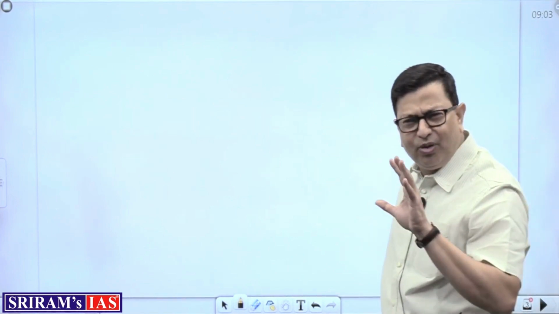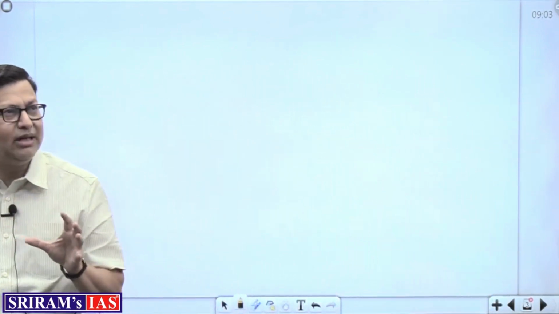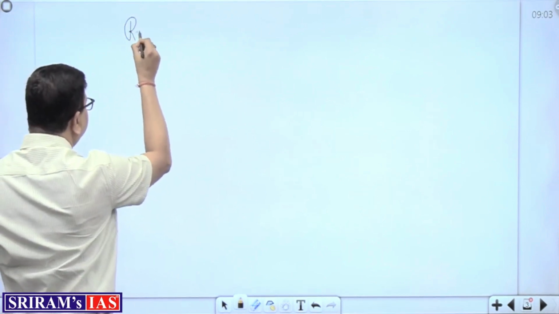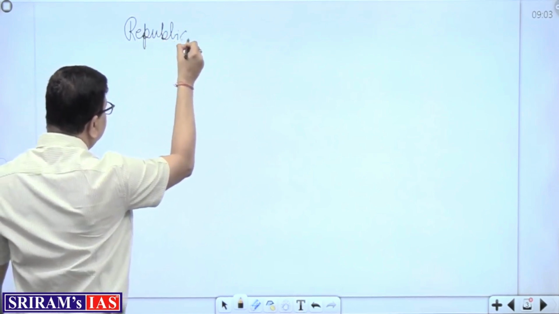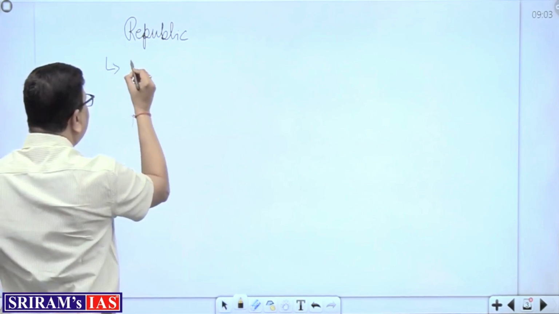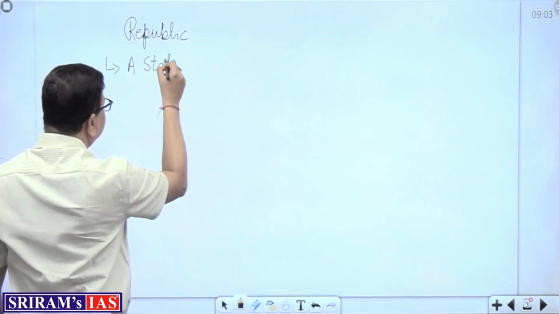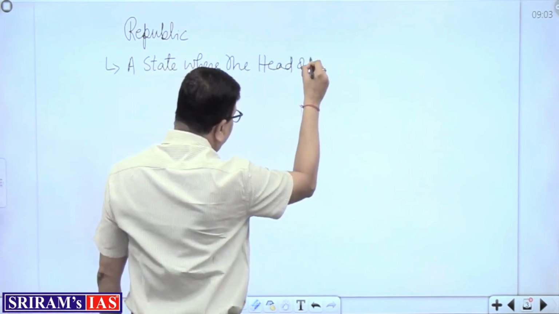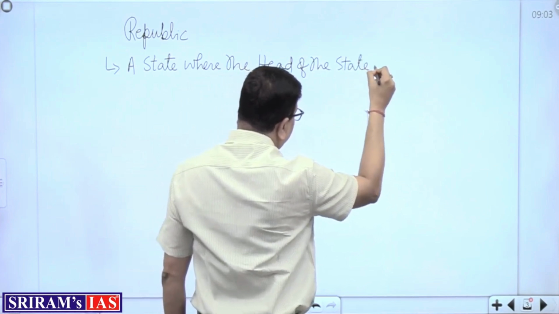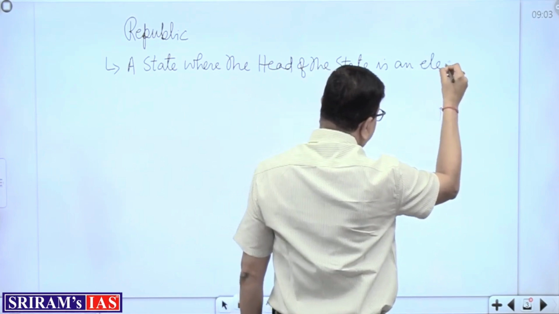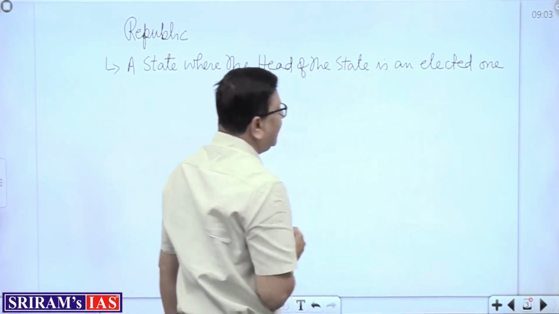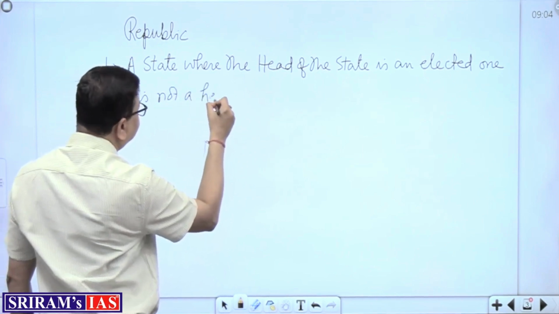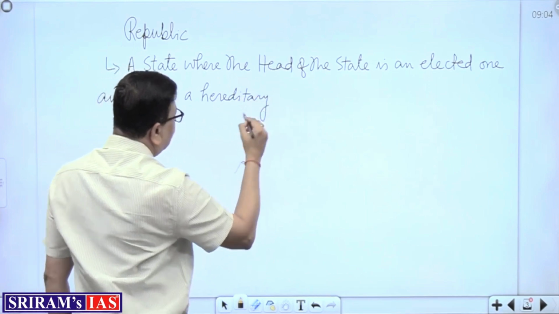Now, this was an idea about democracy, because the concept of democracy is a very often used term. Now coming to another term, it is republic. Republic, we all know, is a state where the head of the state is an elected one and is not a hereditary monarch.